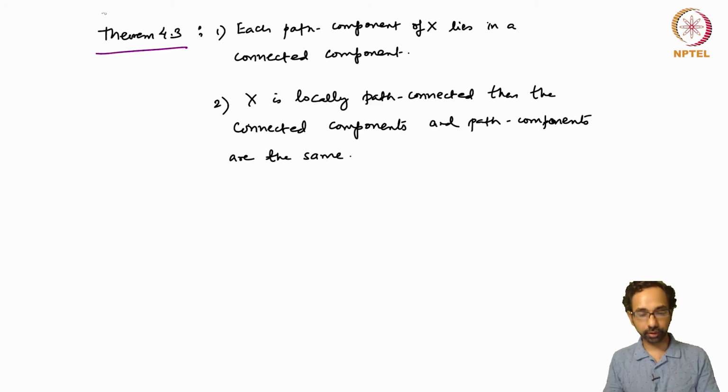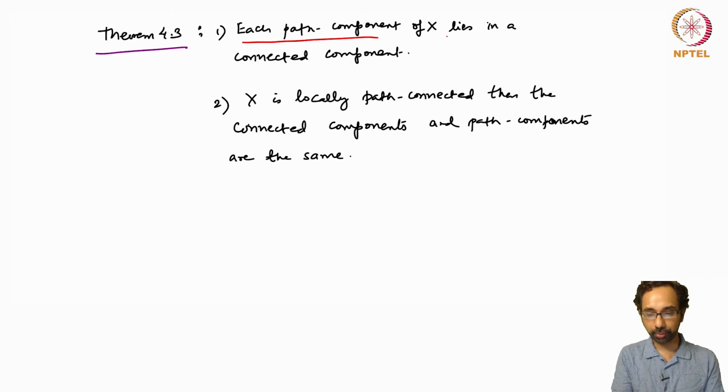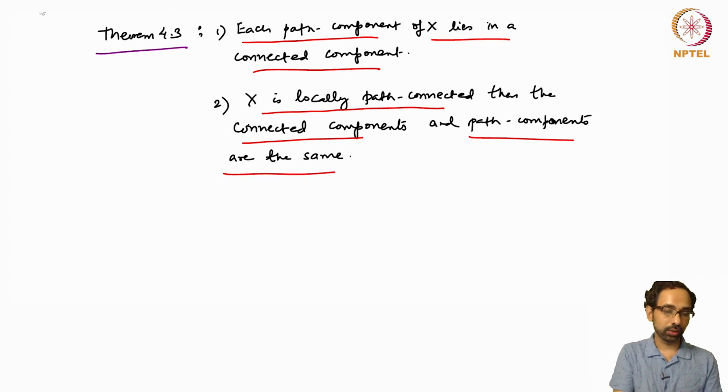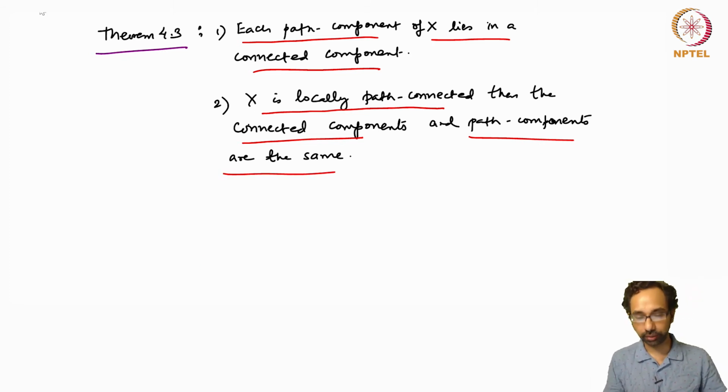Now we have the following theorem which states, first of all, that each path component of X lies in a connected component, and the second part is that if X is locally path connected, then the connected components and the path connected components are the same. So this gives a useful condition for when the connected components and the path connected components coincide.